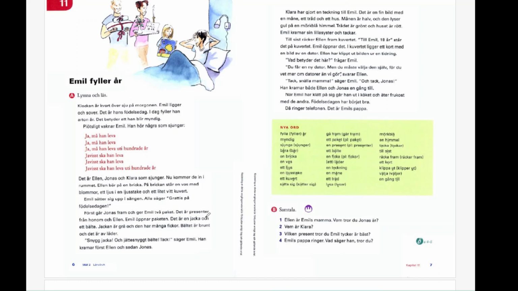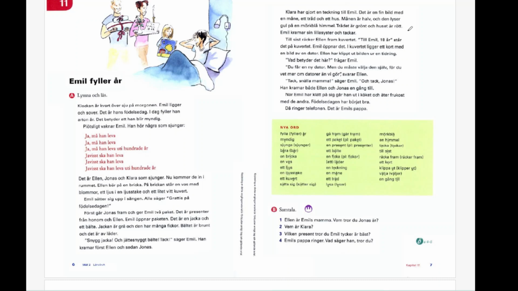Först går Jonas fram och ger Emil 2 paket. Det är presenter från honom och Ellen. Emil öppnar paketen. Det är en jacka och ett bälte. Jackan är grå och den har många fickor. Bältet är brunt och det är av läder. Snygg jacka och jättesnyggt bälte, tack, säger Emil. Han kramar först Ellen och sen Jonas. Klara har gjort en teckning till Emil. Det är en fin bild med en måne, ett träd och ett hus. Månen är halv och den lyser gul på en mörkblå himmel. Trädet är grönt och huset är rött. Emil kramar sin lilla syster och tackar.